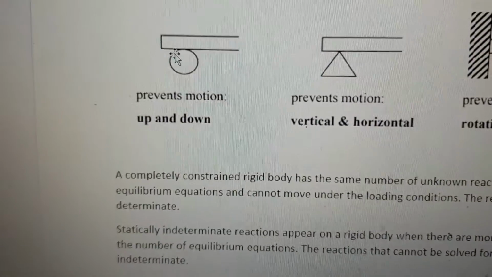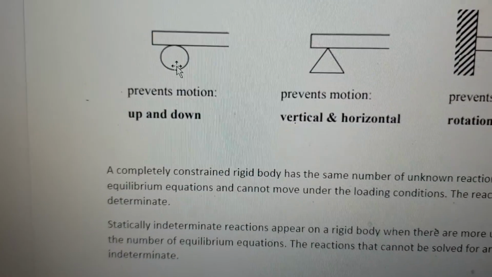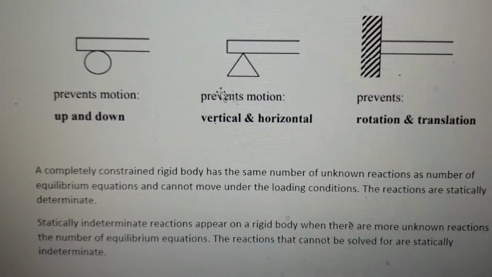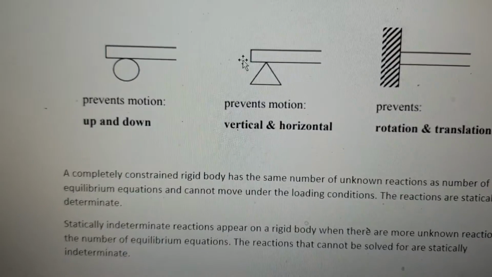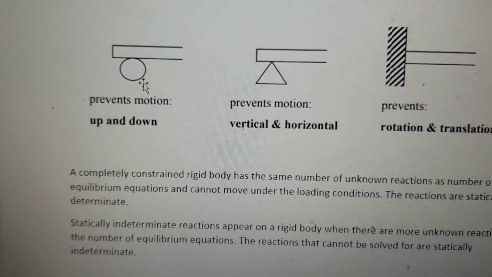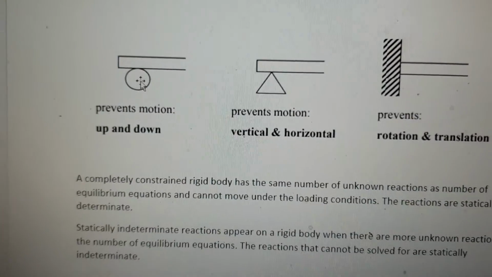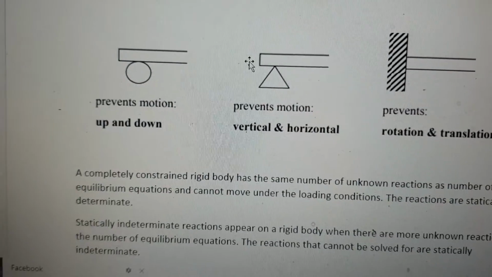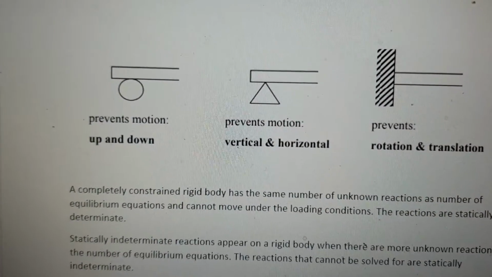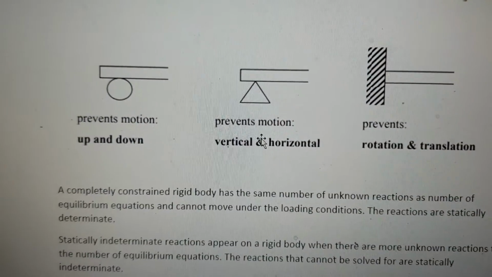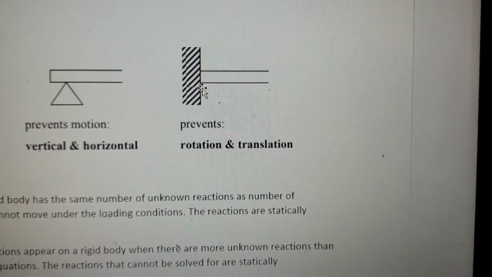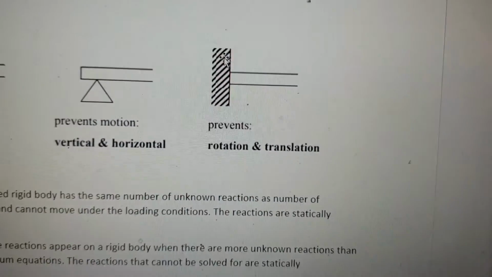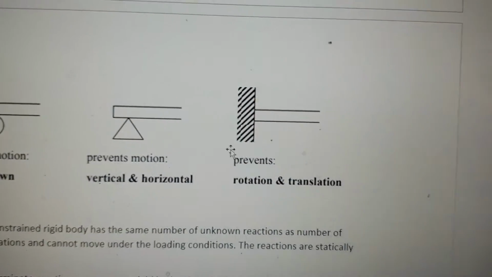Remember, if there is a roller like this, it prevents motion up and down. That's why you'll have a vertical force here. If you have a hinge like this, it prevents motion vertical and horizontal, which means one reaction in X and one reaction in Y. If you have a fixed support like this, it's not only one reaction in Y and one reaction in X, there is also a moment because it will prevent rotation. Okay?